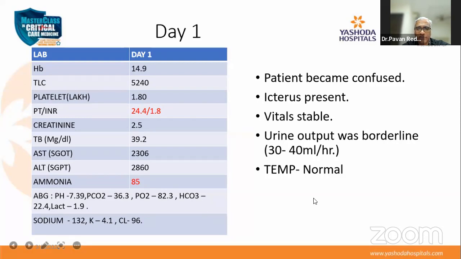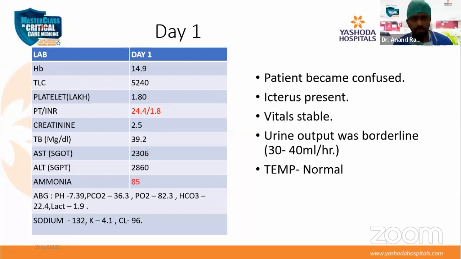What are the abnormalities? INR is raised, PT is raised: PT is 24.4 and INR is 1.8. Creatinine is abnormal, 2.5. SGOT, SGPT are raised, around 2000s. Total bilirubin is also raised, 39. Urine output is borderline, 32, meaning 40 ml per hour. Icterus is present, and the patient is a little bit confused also.